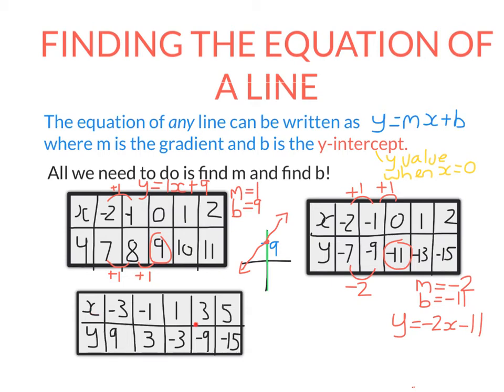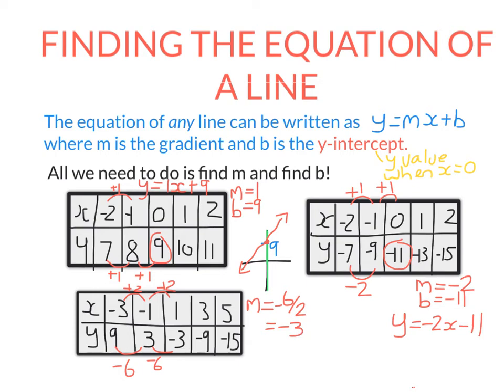All right, let's look at this one here. So this is a bit tricky because once again, x is not going up by 1 each time. It's actually going up by 2. But we learned how to deal with this situation in the lesson on the gradient. So each time x goes up by 2, y goes down by 6. So the gradient here is minus 6 over 2, which is minus 3.